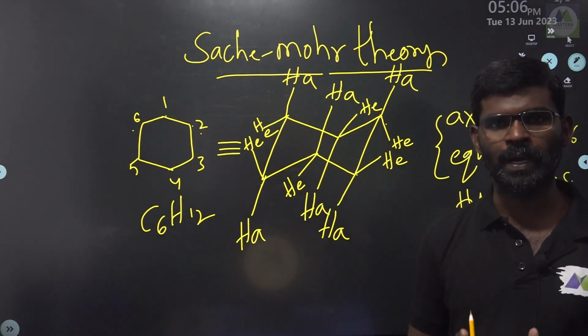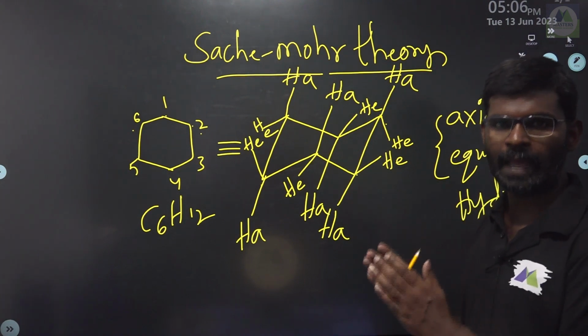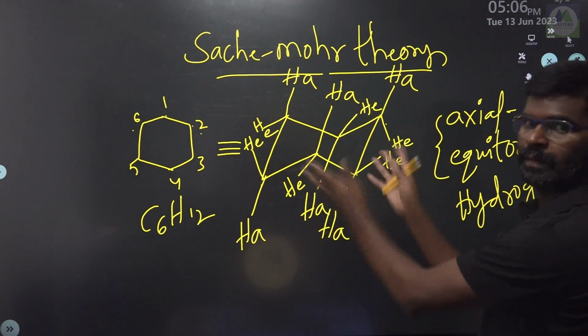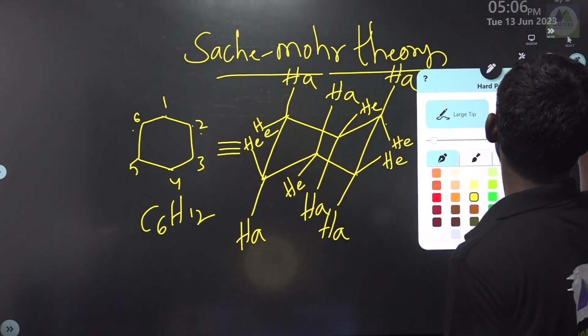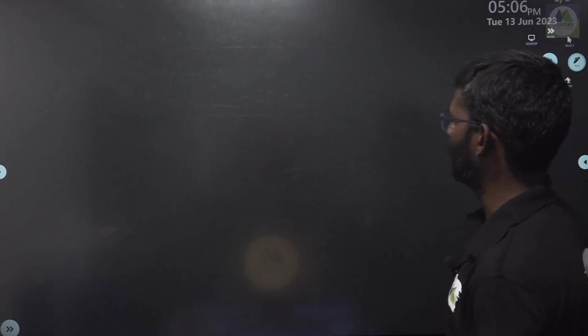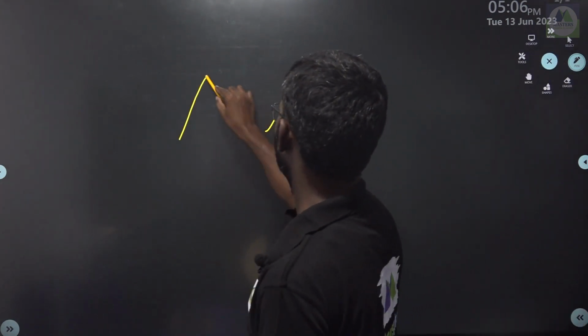This is a very important topic. Don't confuse above the plane and below the plane with axial and equatorial positions. Axial, equatorial, clear. Then we can go to upside or downside. So again, I am going to write the chair conformation here.